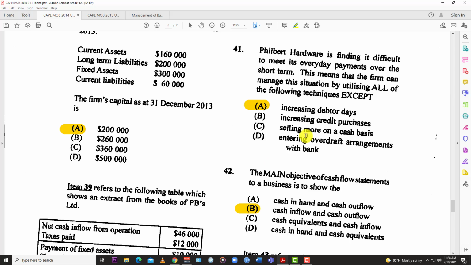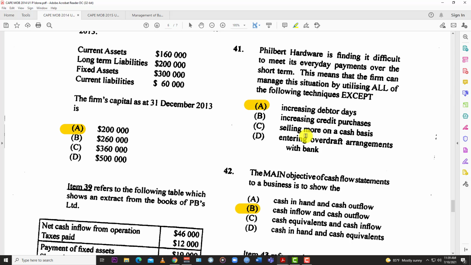But what about increasing debtor days? Now, if you increase the debtor days, that means that you're extending how long the debtors could repay you. And so if you increase the debtor days, then that's going to be an issue. That means the cash is not going to come in any faster, right? So the best answer is A.